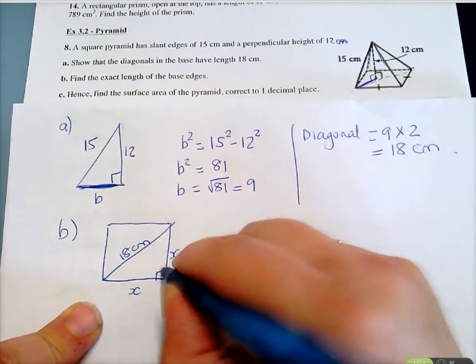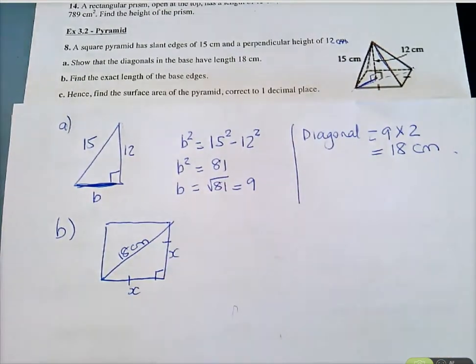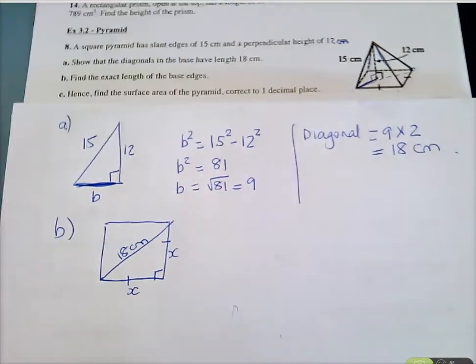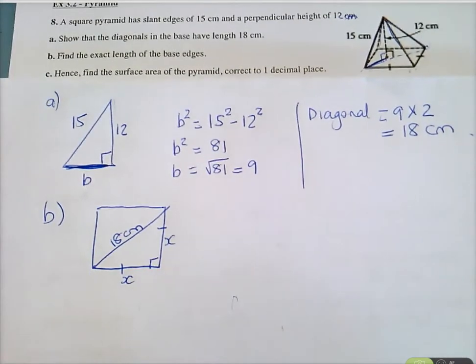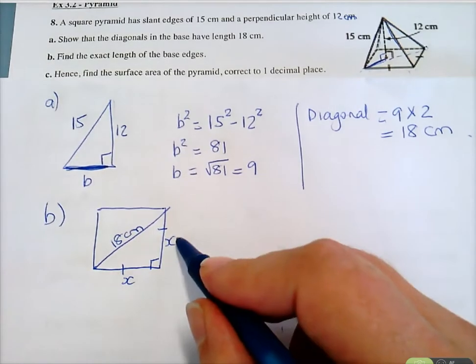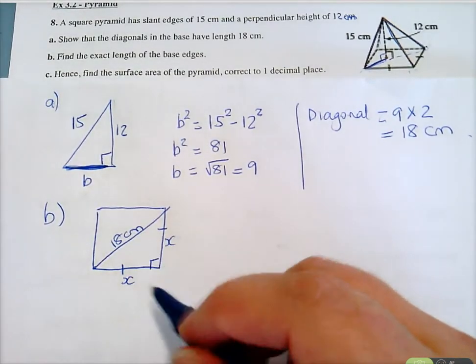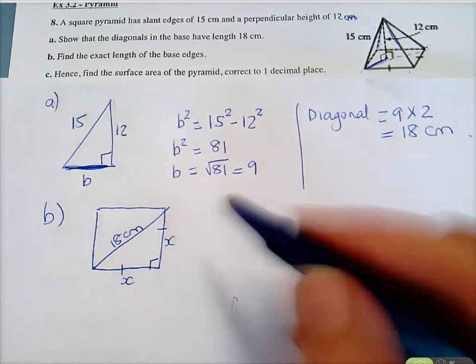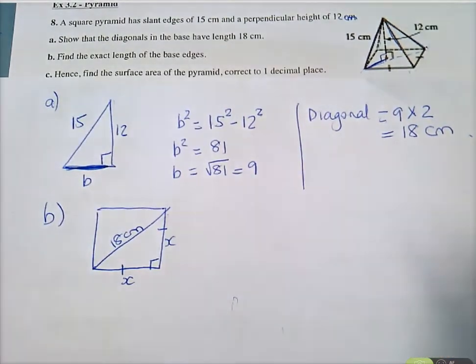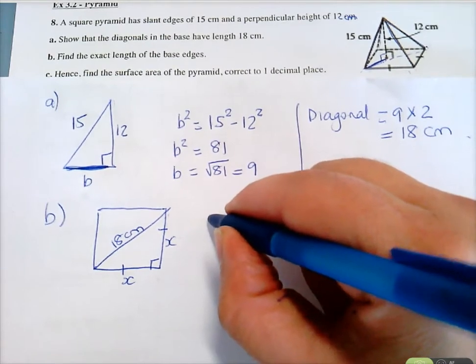I'll call them X. Remember, it's a square. We've done this before. So to find the exact length of the base edges, you're going to use Pythagoras again. Remember, the two shorter sides squared add up to the longer side, which is the hypotenuse, squared. We're working with this right angle triangle. You know what you're doing?